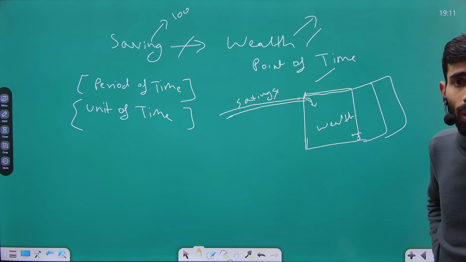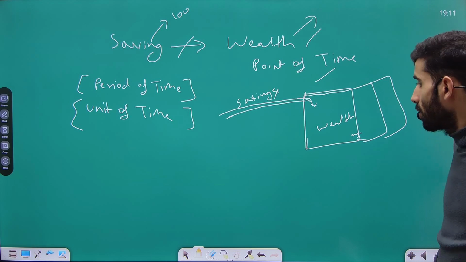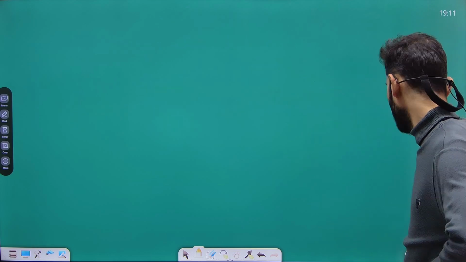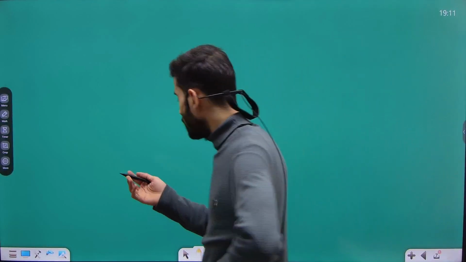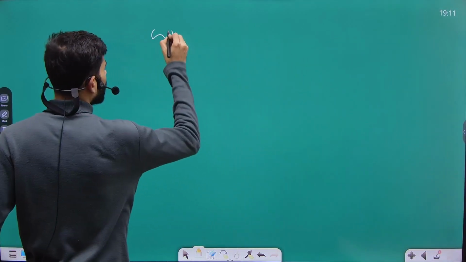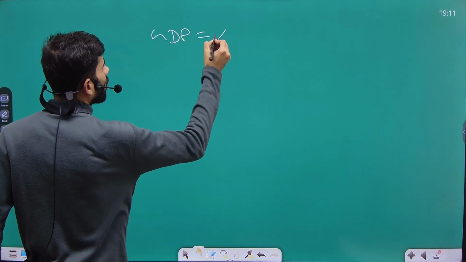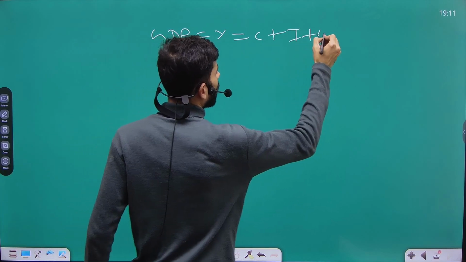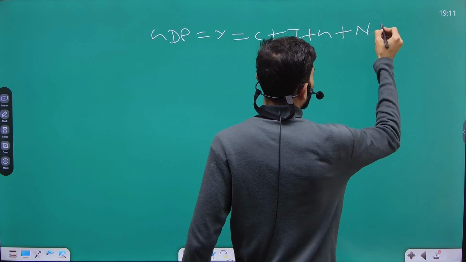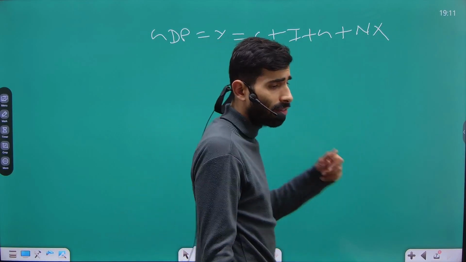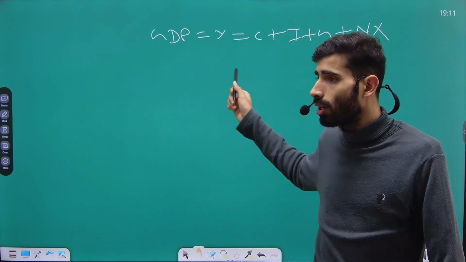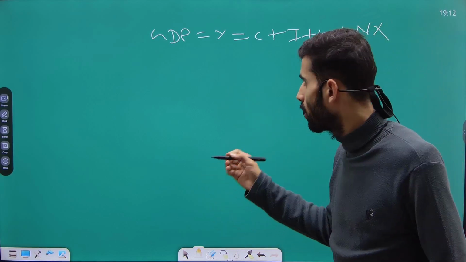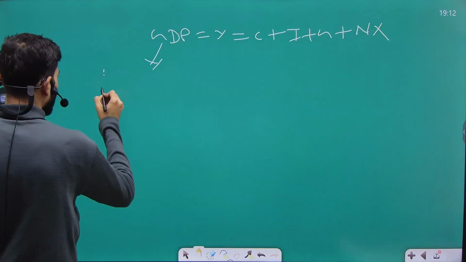Now let's talk about GDP in terms of real GDP and nominal GDP. So we were talking about GDP and we were writing it as GDP is equal to Y is equal to C plus I plus G plus net exports. Here, when we were talking about GDP, by the term GDP we meant nominal GDP. Here this GDP was nominal GDP.